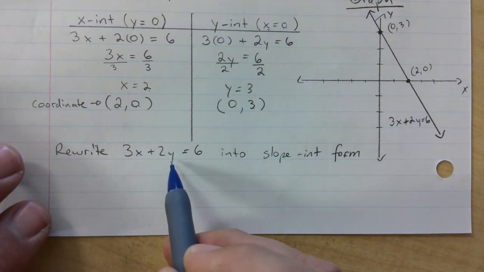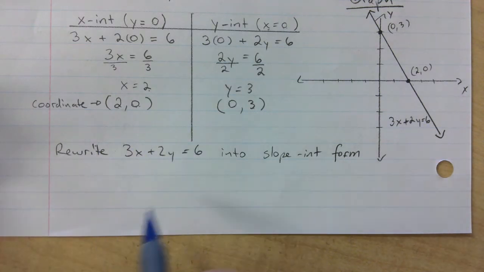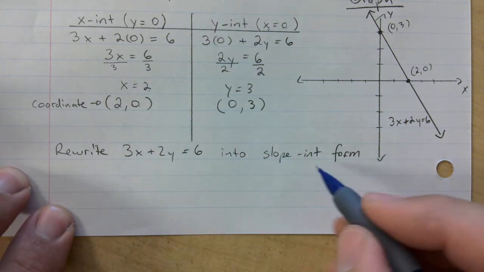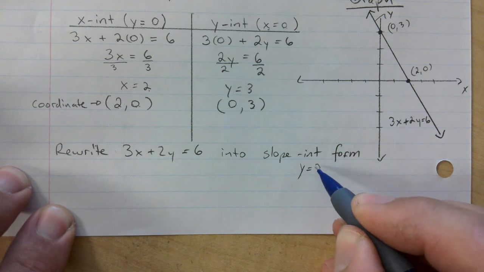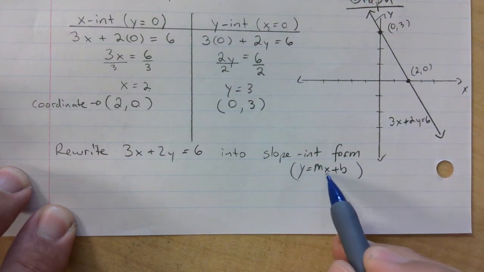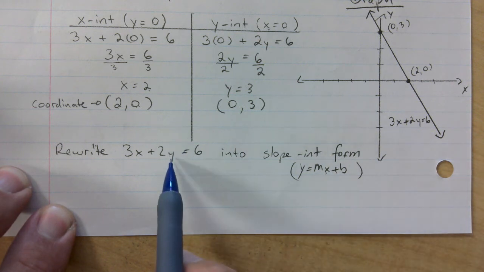So, are you familiar with bringing stuff over the equal sign? Some of you learned it that way. Some of you learned subtracting or adding from both sides. It's the same thing, okay? So basically, I want this to look like this. Y is equal to mx plus b, right? That's what I'm after. So basically, your goal is to isolate y.